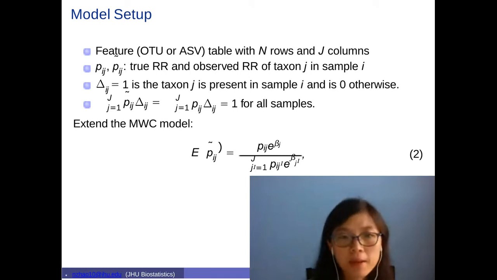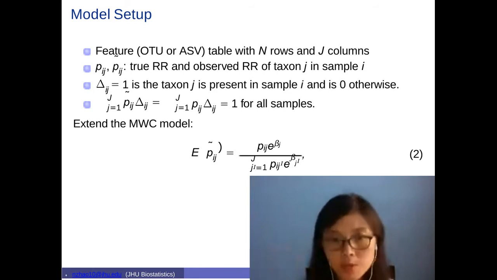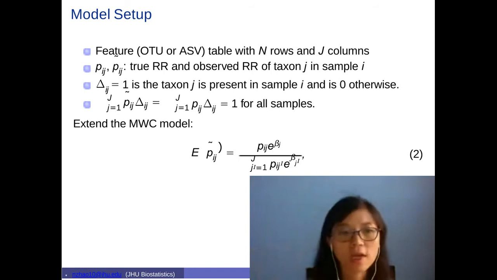And we extended the MWC model. You see everything on the right side is exactly the same as the original MWC model. The only difference is that we put P tilde, the observed relative abundances, as the expected value, so that we know there is randomness in this equation, and we only say that on average, your observed relative abundances are that multiplicative effect on the true relative abundances.